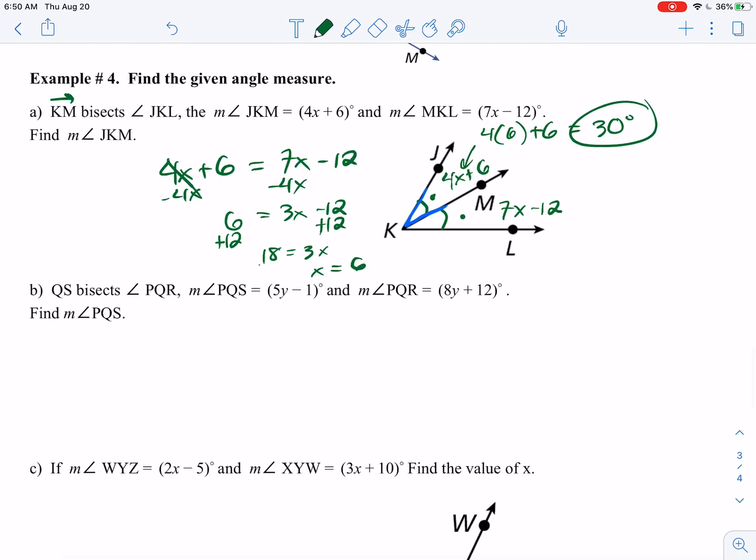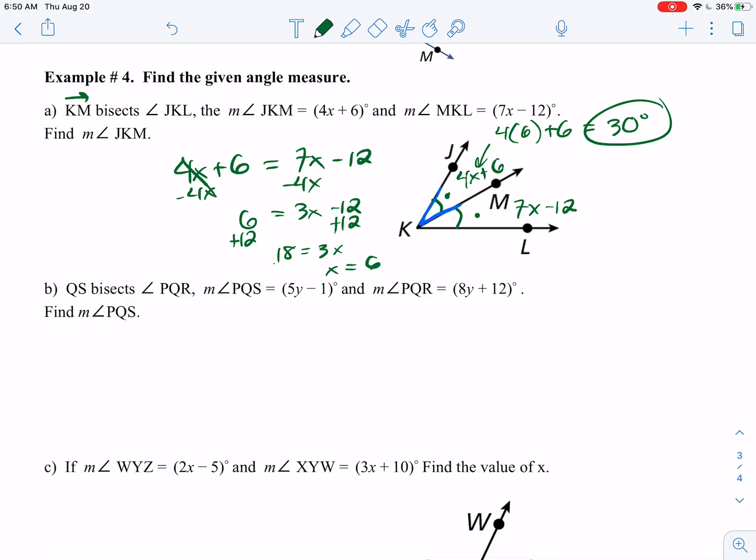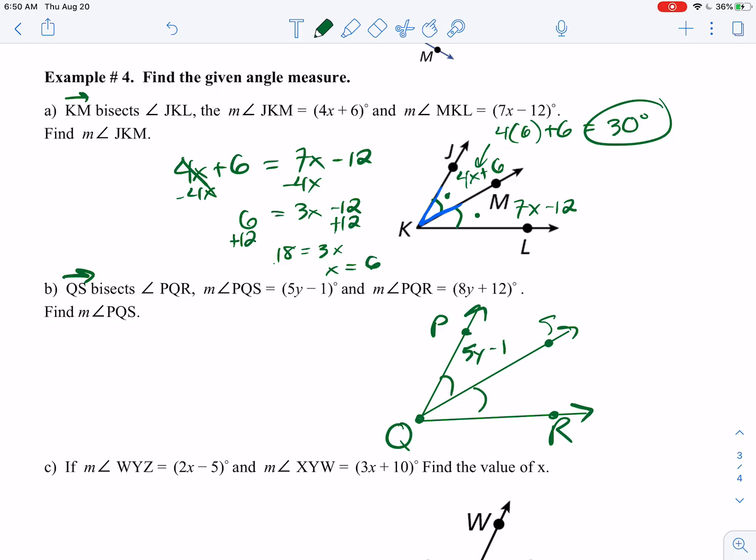Okay. I'm going to let you try C. Actually, why don't you guys try B on your own? I'll help you by drawing this out. Angle PQR is bisected by QS, so QS should go right down the middle. S is somewhere on this ray. Show these are congruent. PQS is 5y minus 1, and PQR is 8y plus 12.